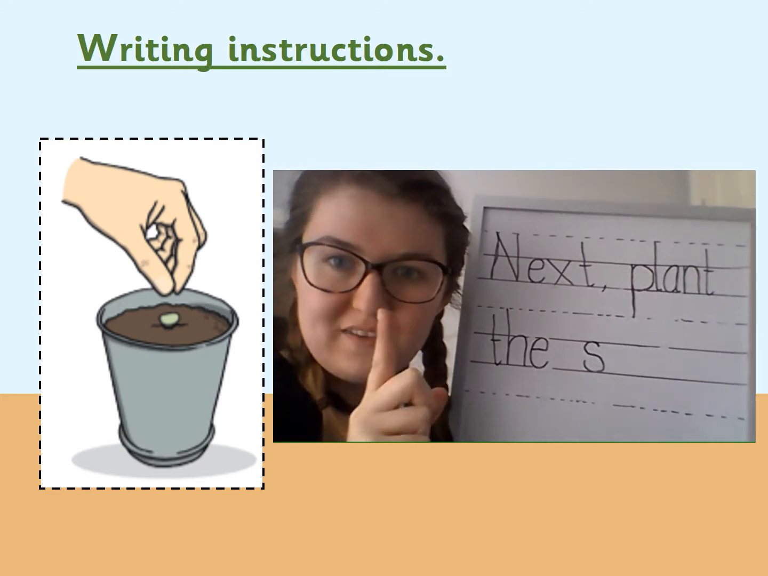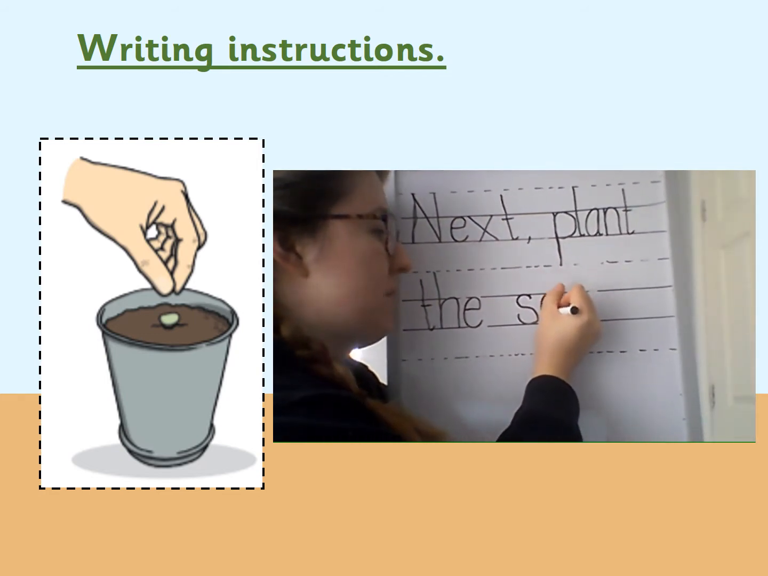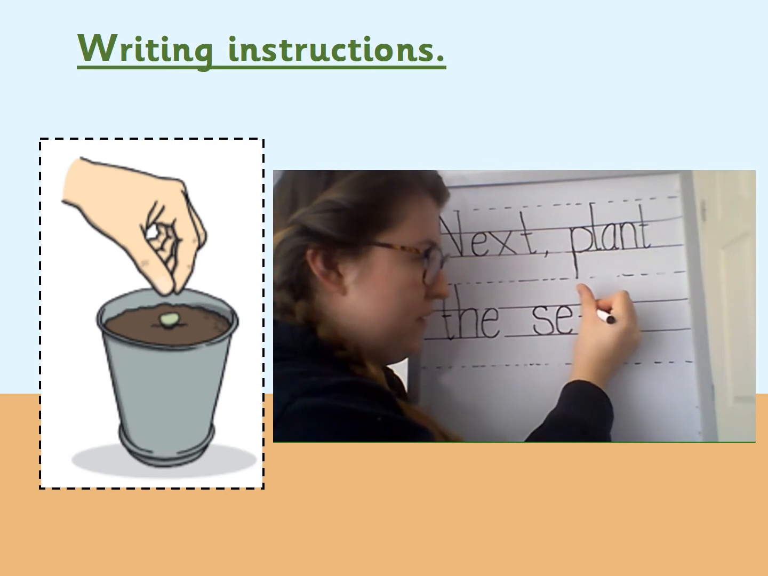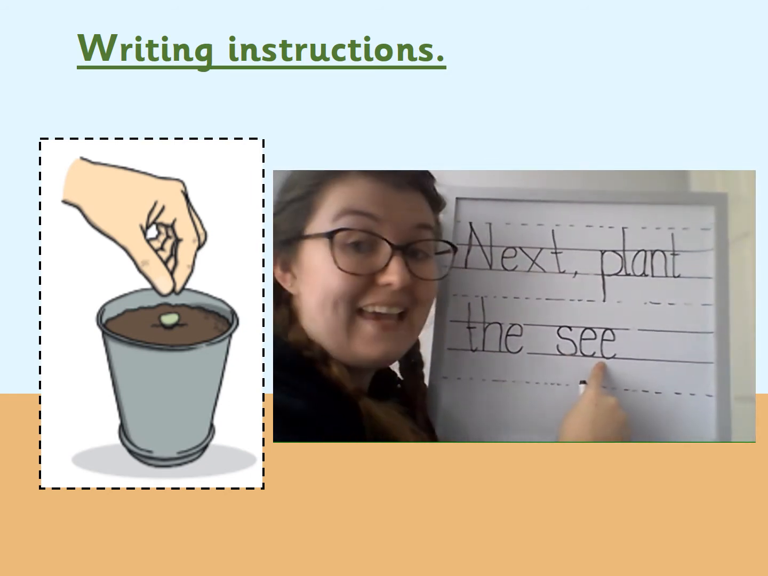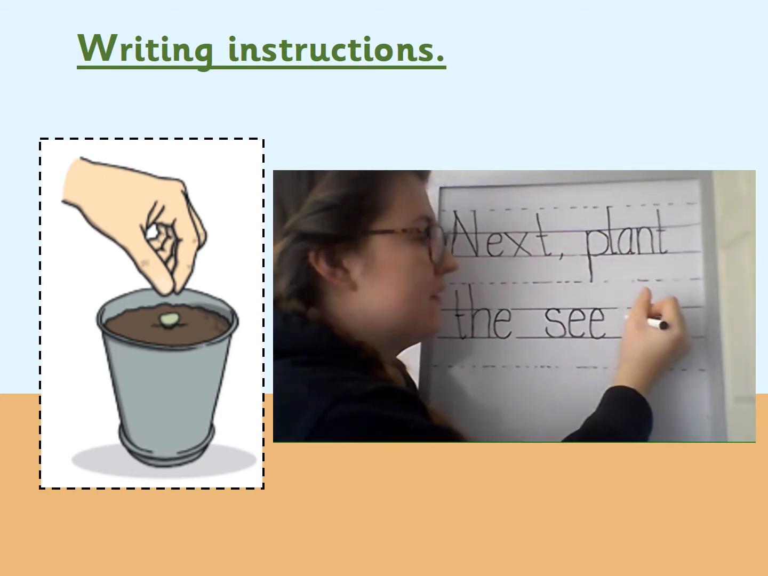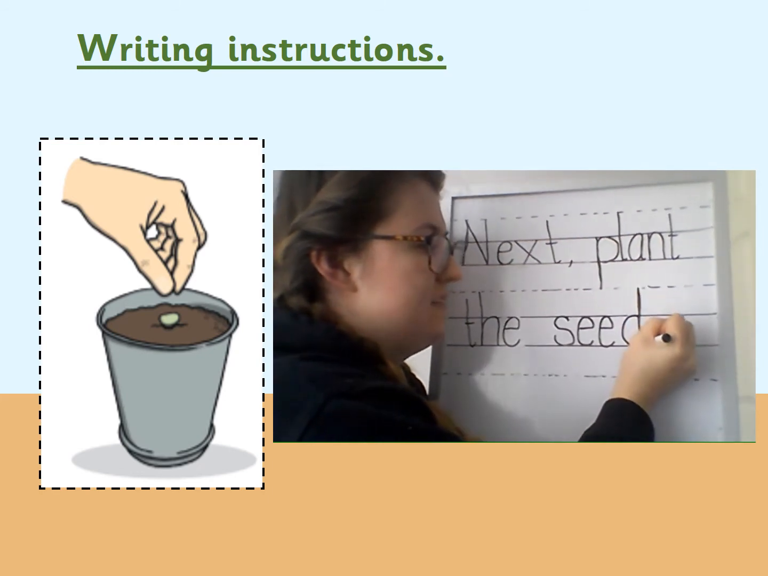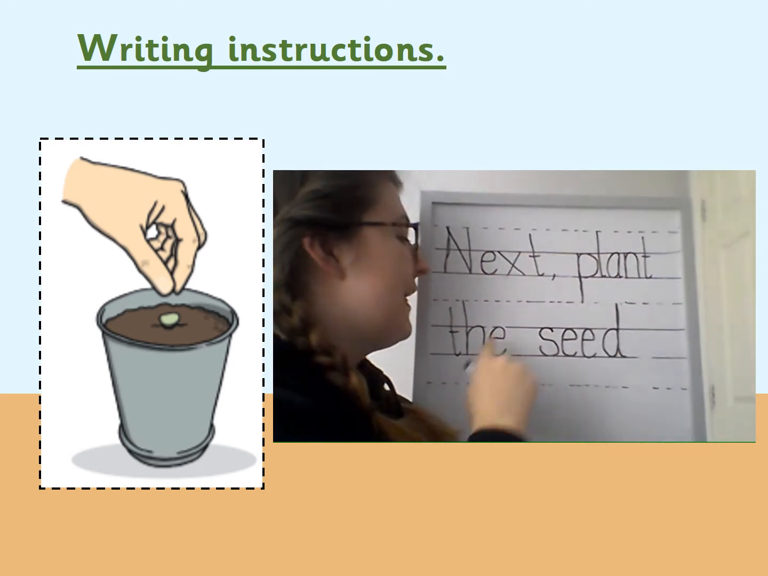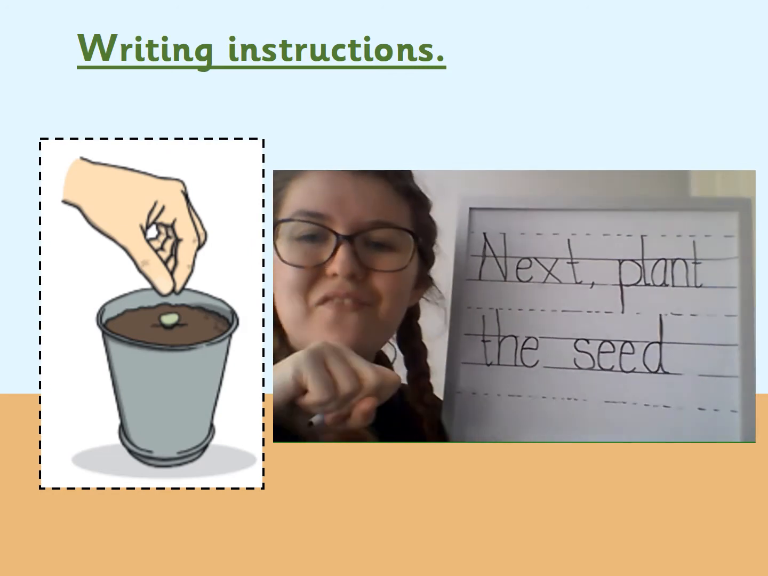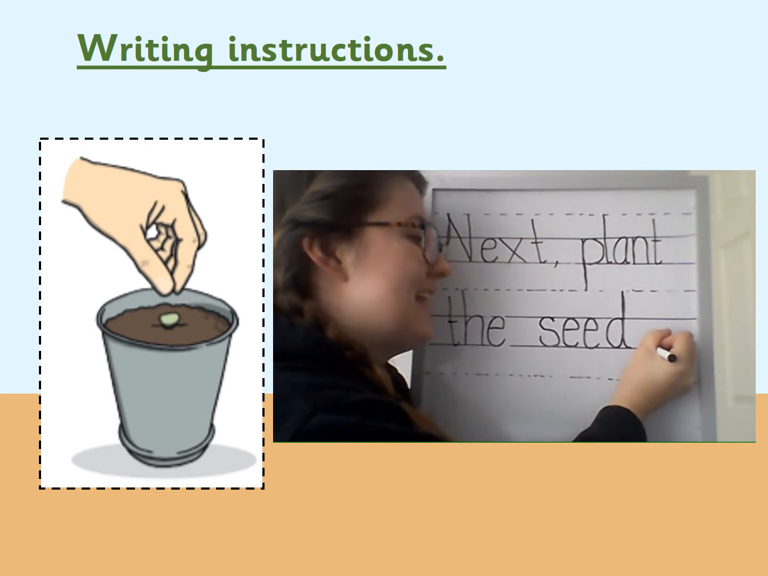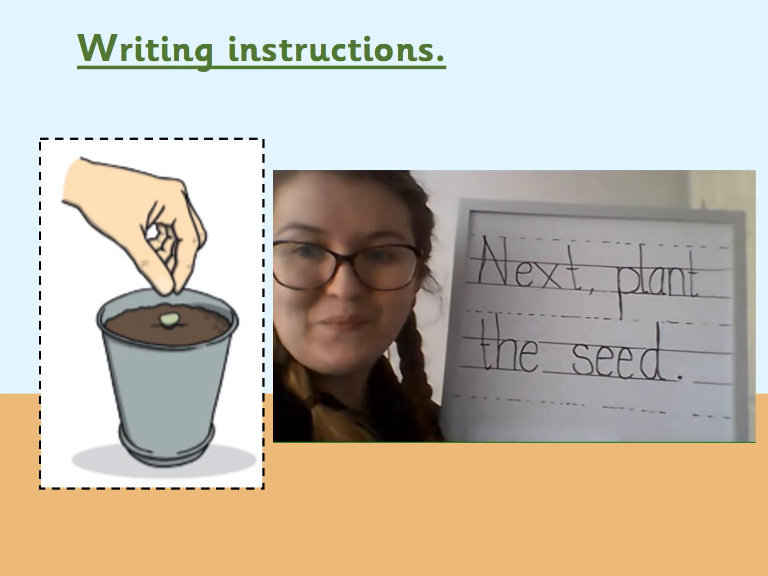E. E is our digraph. 2 letters, 1 sound. Cut off the top, scoop out the egg. 2 letters, 1 sound. D. Around the dinosaur's bottom, up his tall neck, and down to his foot. Next, plant the seed. What do I need at the end of my sentence again? A full stop. Nice and neat. There we go. Next, plant the seed.